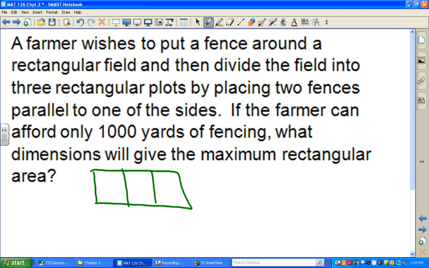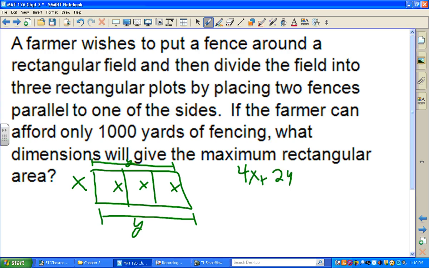Okay, what's the perimeter mean? You add up all the sections of fence, it has to equal 1,000. The people that never listen start cutting things into fourths and thirds. They're in trouble. Keep everything as whole. 4 x's and 2 y's equals 1,000. We divide by 2, that's a great call. 2x plus y equals 500.